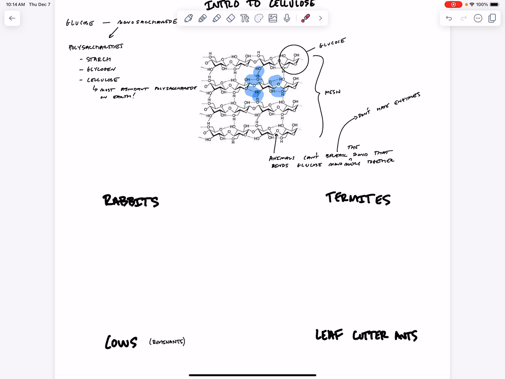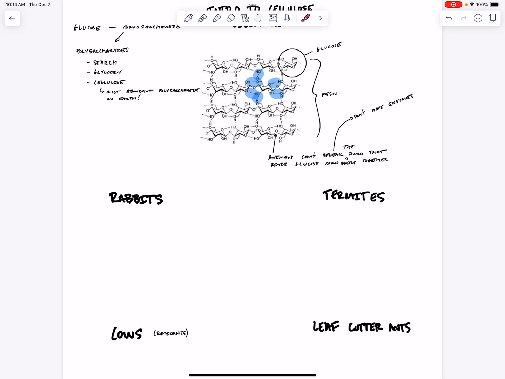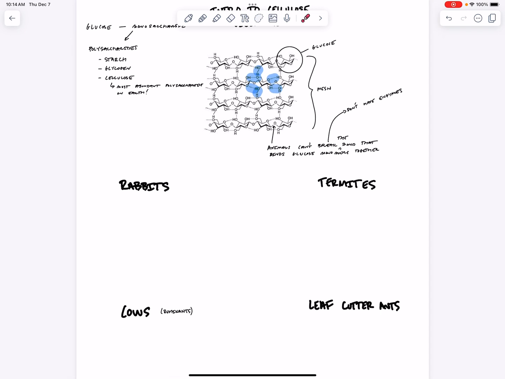However, you've probably noticed there are a lot of animals that eat primarily plants, and they seem to do just fine. And there's a reason for that. The four animals that I have listed down here are all examples of animals that eat a lot of cellulose, and they're able to digest it in a very interesting and all different way.